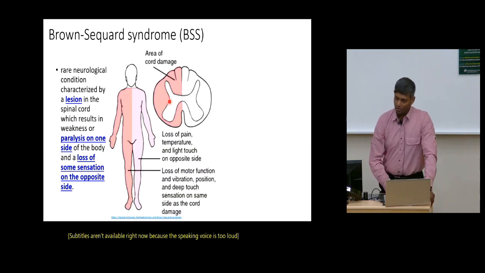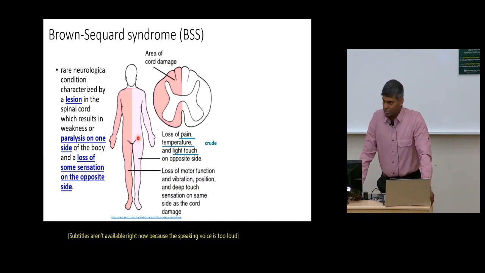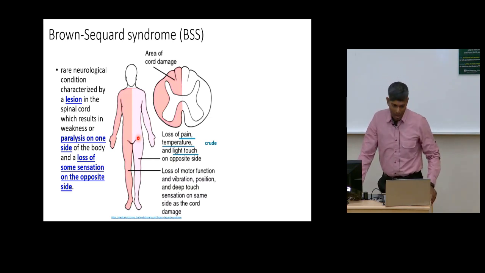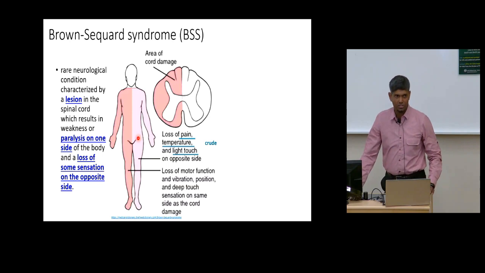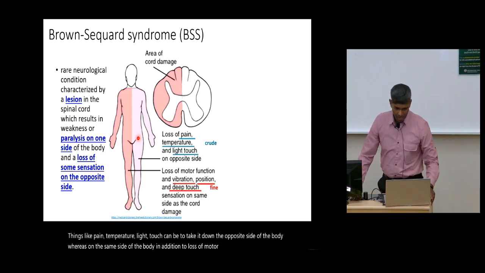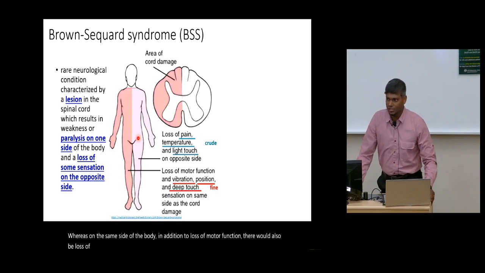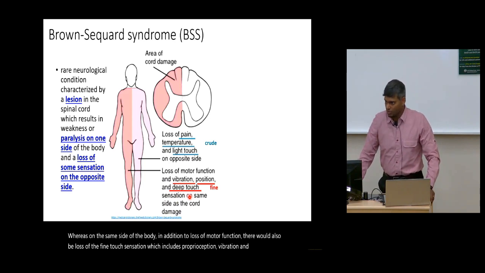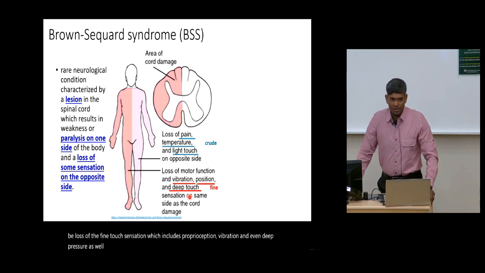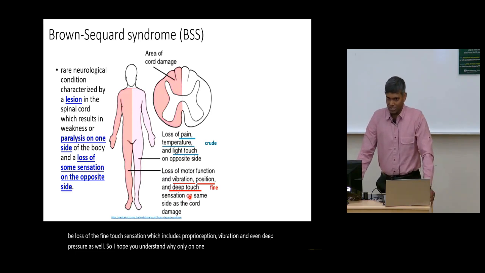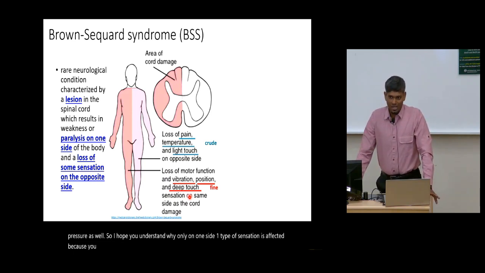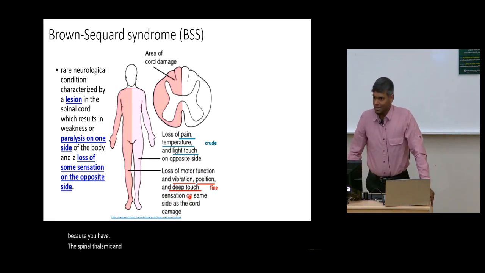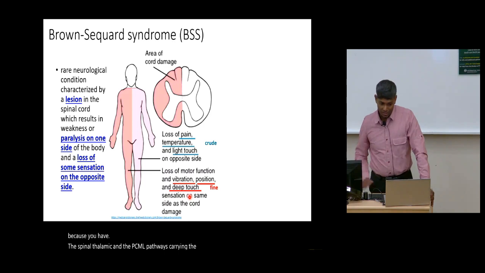So we see that on the opposite side of the body there will be a loss of crude touch sensation. So things like pain, temperature, light touch cannot be detected on the opposite side of the body, whereas on the same side of the body, in addition to loss of motor function, there will also be loss of the fine touch sensation, which includes proprioception, vibration, and even deep pressure as well. Right? So I hope you understand why on each side only one type of sensation is affected, because you have the spinothalamic and the PCML pathways carrying the various types of touch sensation.